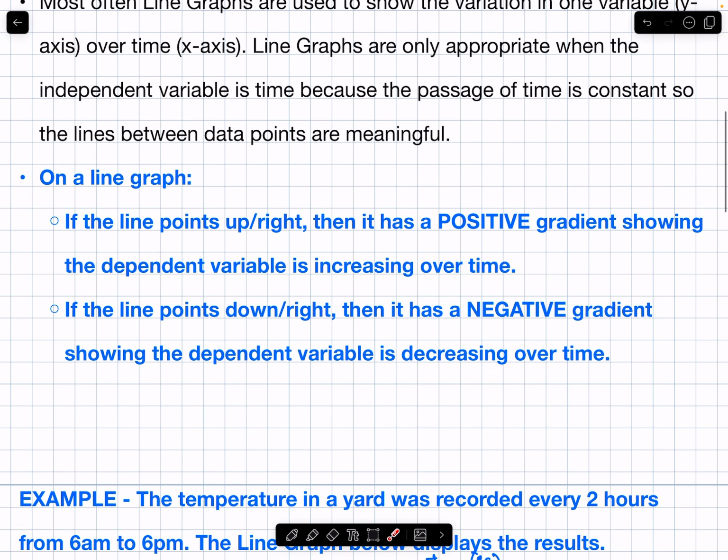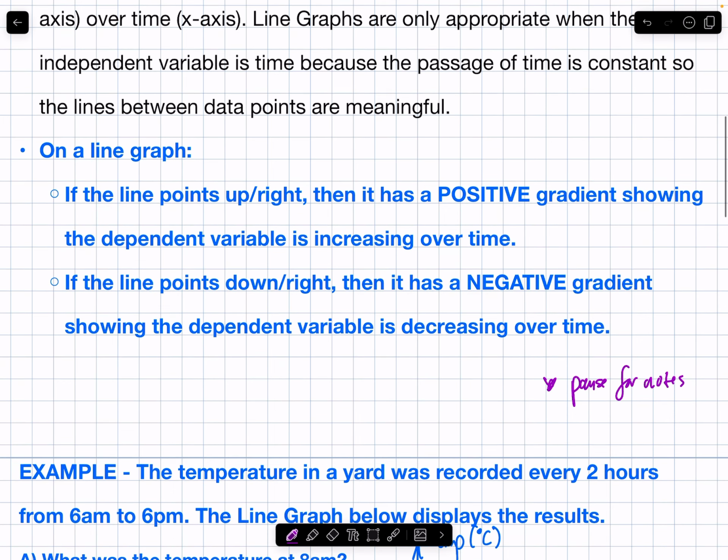On a line graph, if the line points up to the right, then it has a positive gradient, which means that the dependent variable is increasing over time. If the line points down to the right, then it has a negative gradient, which means that the dependent variable is decreasing over time. So another pause for notes for the video. I'll move on.